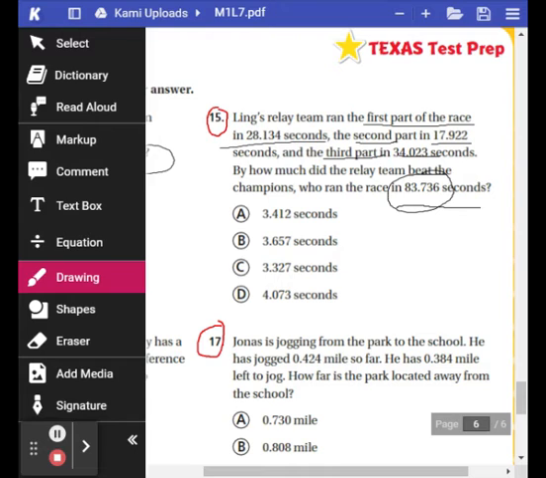And how much did the relay team beat the champions? Remember, this is the relay team. They beat the champions that did it in 83 seconds, and they did it in 80. So they did really well. So let's take a look.